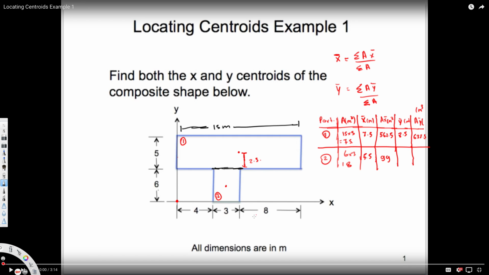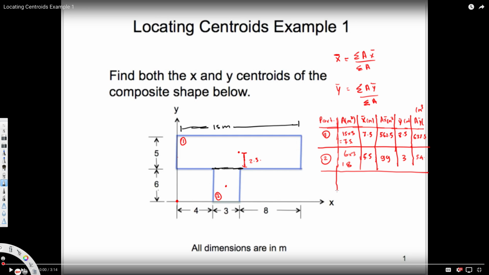Then y bar is going to be from the bottom to top, so it's going to be 6. The total distance is 6, therefore the half of this is going to be 3. And if I multiply this 3 by 18, I will get 54. Now we have calculated all the values.